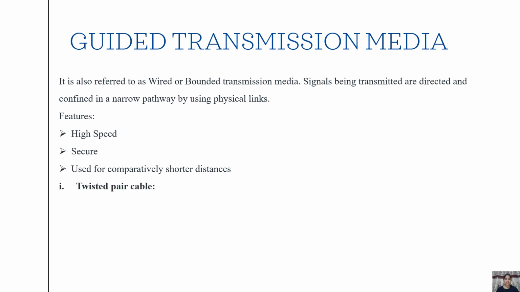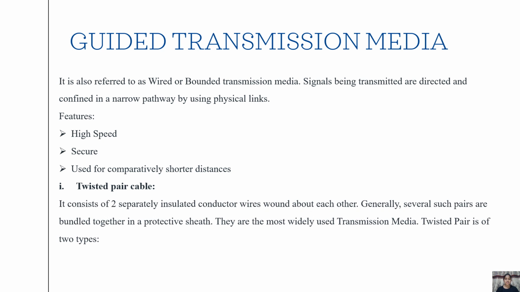First one, twisted pair cable. It consists of two separately insulated conductor wires wound about each other. Generally, several such pairs are bundled together in a protective sheath. They are the most widely used transmission media. Twisted pair is of two types.